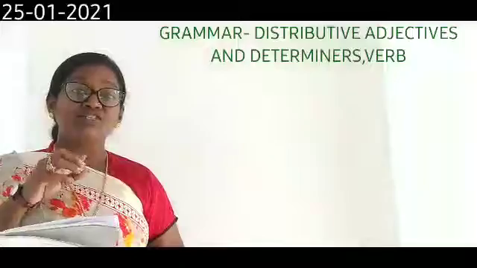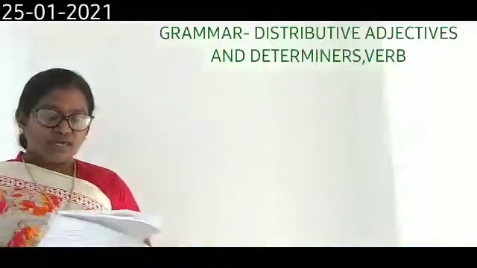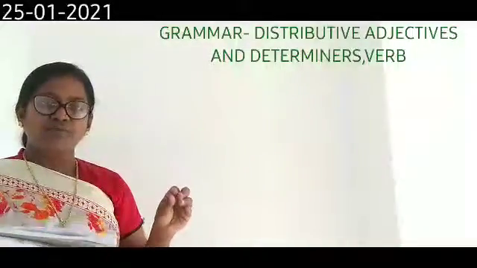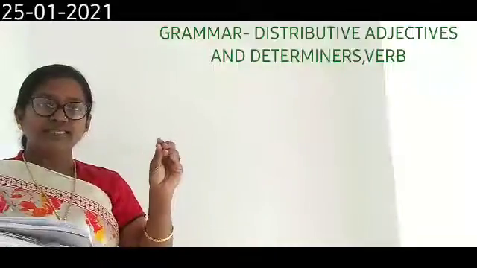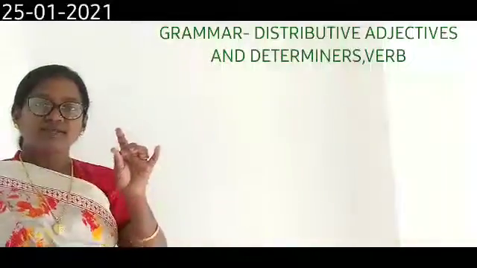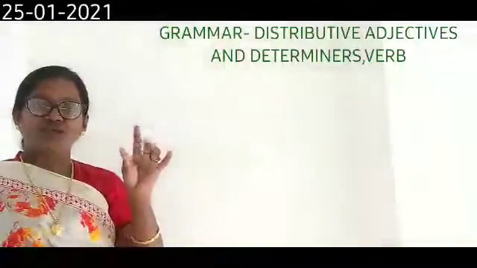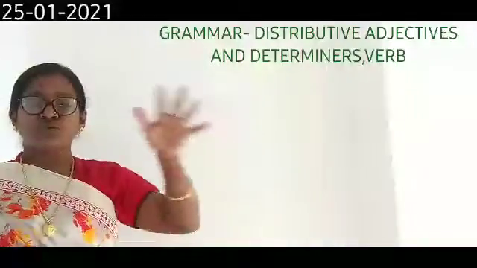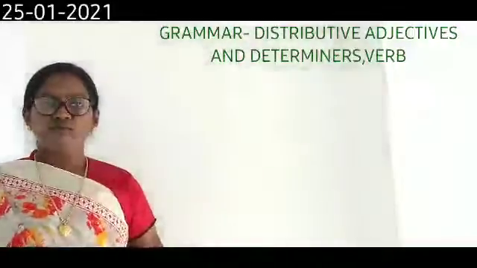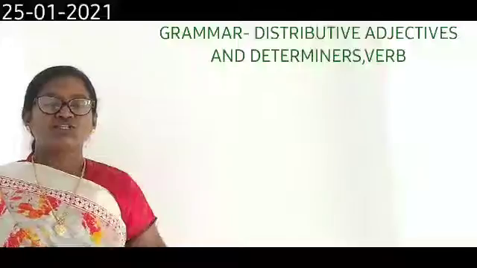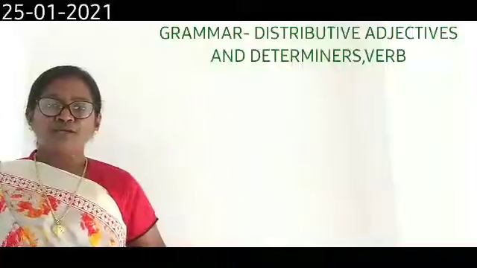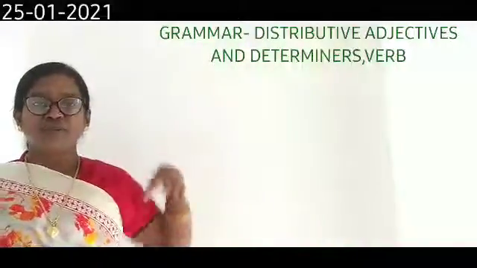The other one is the distributive adjectives. What are the distributive adjectives? Each, either, neither, every, any, both. Each and every. Each means specifically we are mentioning one person, one specific person, then we use each. Everybody means the whole body you are referring to. Everybody consists of a group of members.